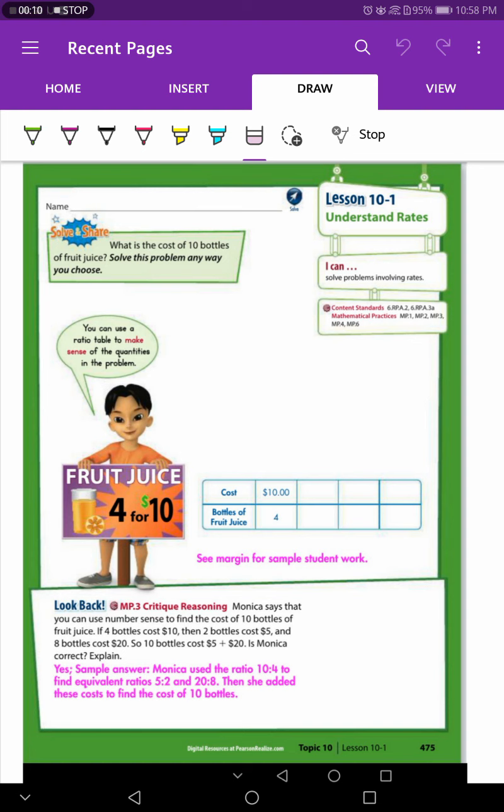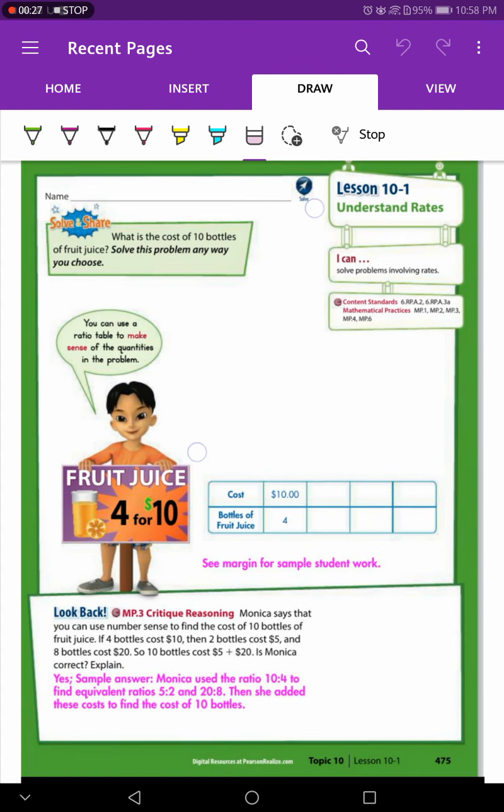Our lesson today is understanding rates, and our objective is how we can solve problems involving rates. Let us start with the solve and share. What is the cost of 10 bottles of fruit juice? Solve this problem any way you choose.